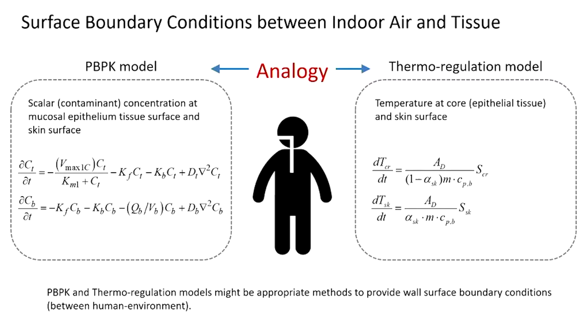And this PBPK model and also this thermoregulation model might be appropriate methods to provide wall surface boundary conditions between humans and indoor environments. I would like to say again, generally we usually use commercial code, ANSYS Fluent, something like that. Therefore, we must carefully set the boundary condition. This will be essential because the other techniques are so sophisticated in commercial code. And the remaining very important problem will be how to exactly set the wall surface boundary conditions in coupled simulation.